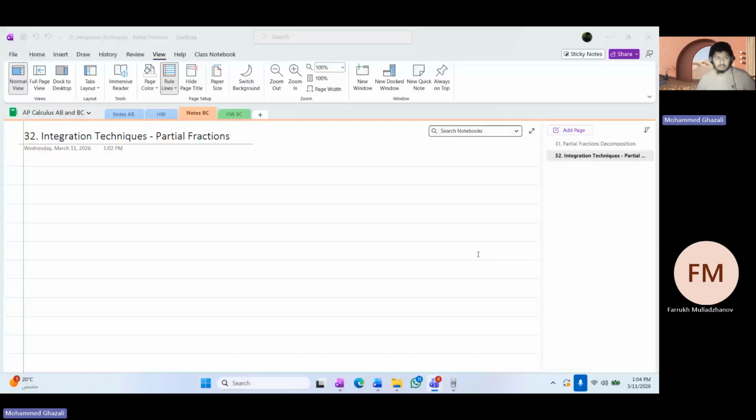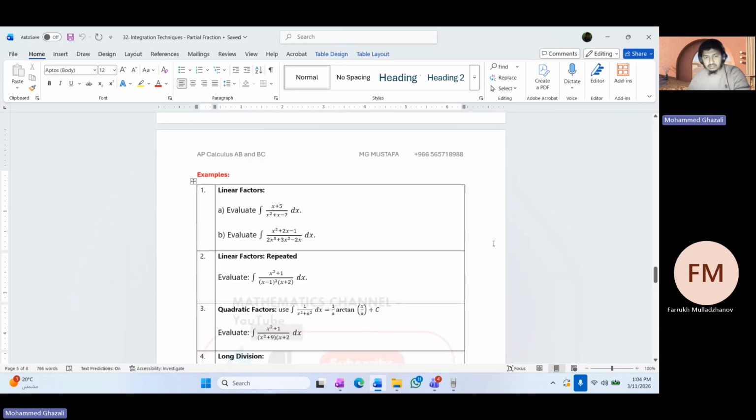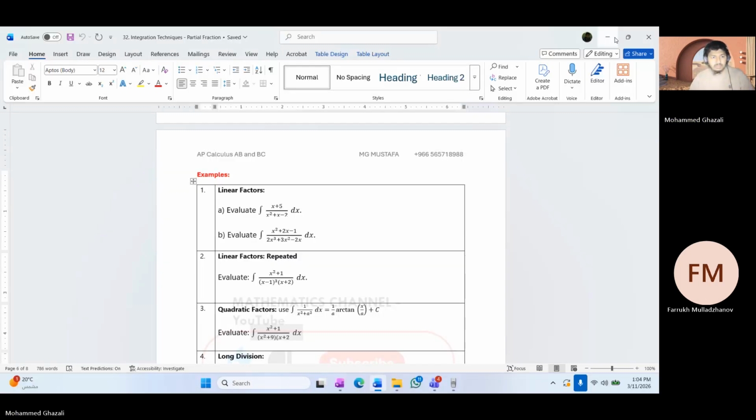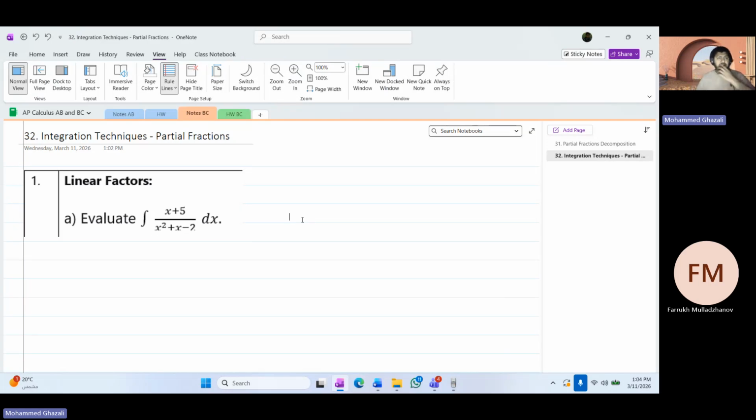In this lesson, we will be studying integration techniques, which is partial fractions. In the previous lesson, we have done all the rules of decomposing an algebraic fraction into partial fractions. Now, let us solve some integral problems involving partial fractions. We're going to look at the first types of examples. I've categorized them, and this one is linear factors.